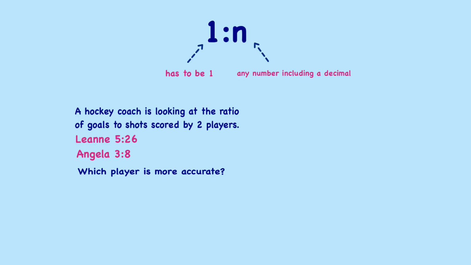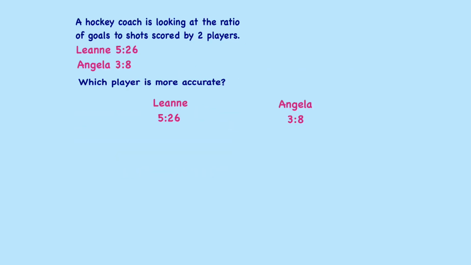So a hockey coach is looking at the ratio of goals to shots scored by two players. So we can see which player is more accurate by comparing these in the form of 1 to n. Okay, so what we do is we will write down Leanne's goals to shots as a ratio and Angela's goals to shots as a ratio. We then want to compare them by putting them both in the format of 1 to n. So we can see that for every goal Leanne scored, how many shots were taken. And the same with Angela.